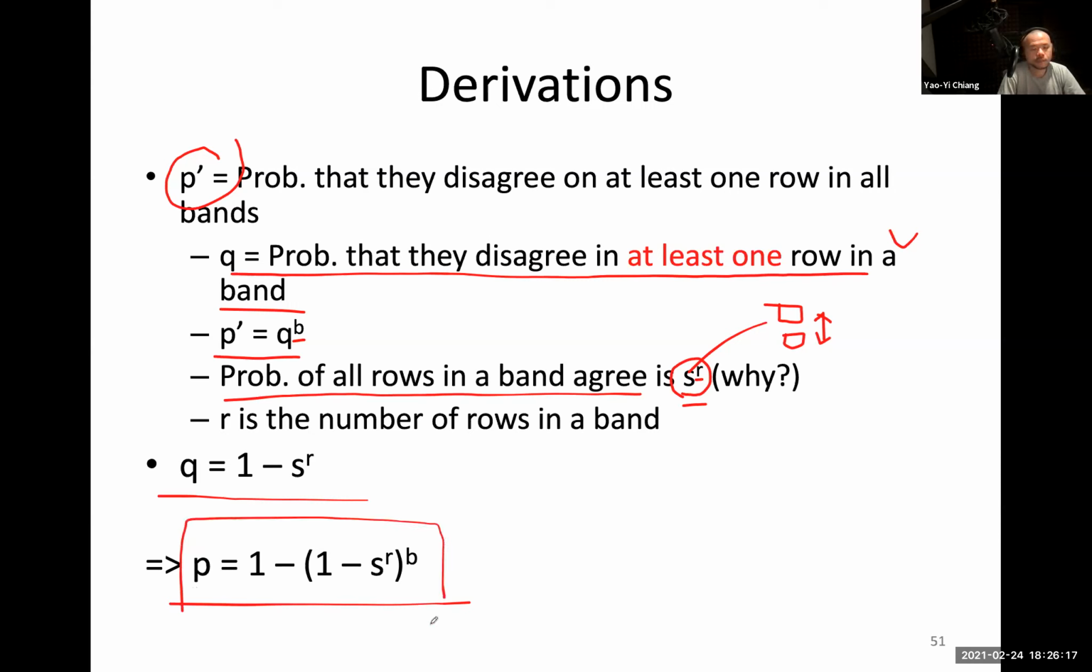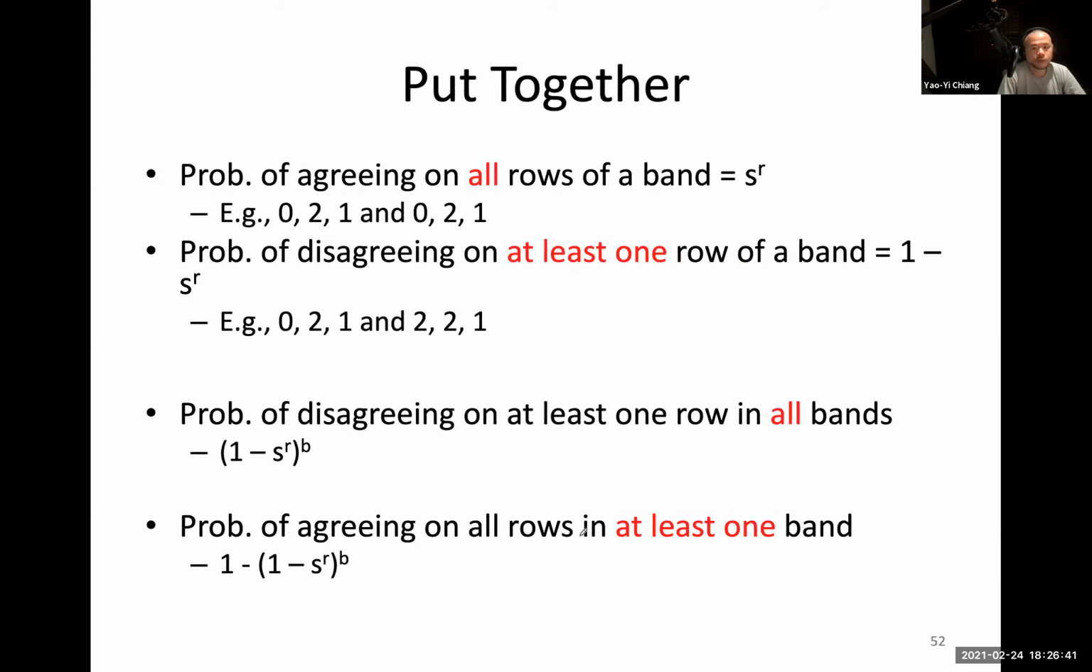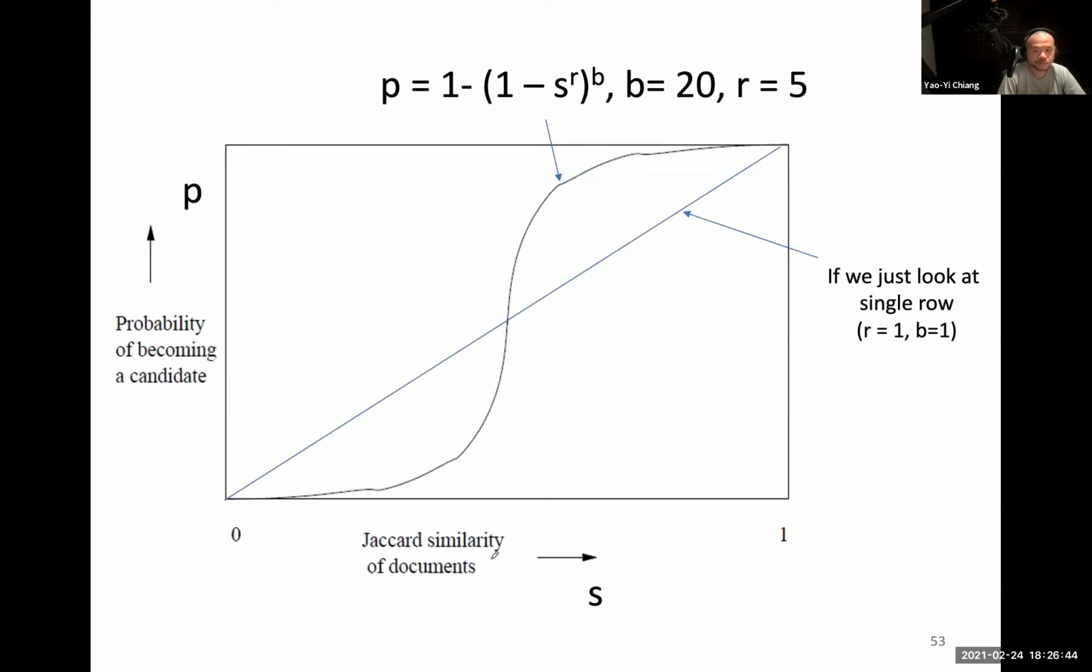When we look at this function, this tells you the probability of two documents becoming a candidate pair. And this probability is based on Jaccard similarity, R and B. So if we plot it on a chart, it looks like this. I think we were here last time. And this chart is not particularly easy to understand. So bear with me here. Here's your Jaccard similarity.